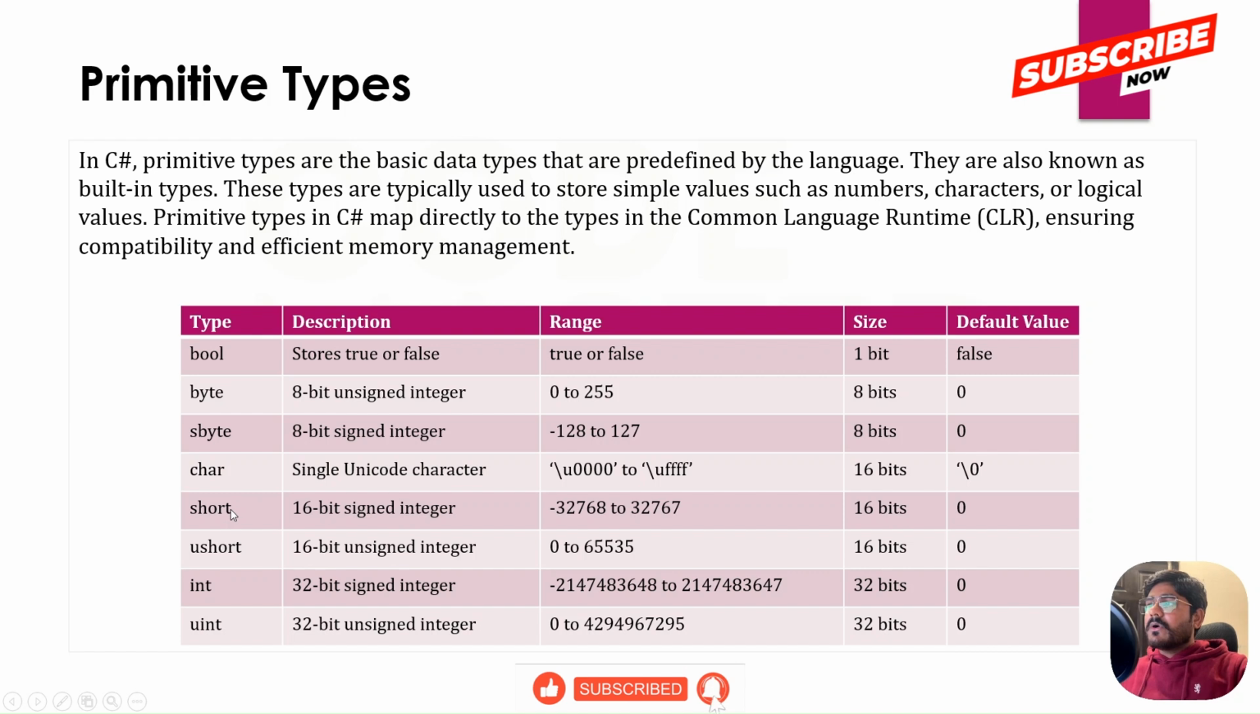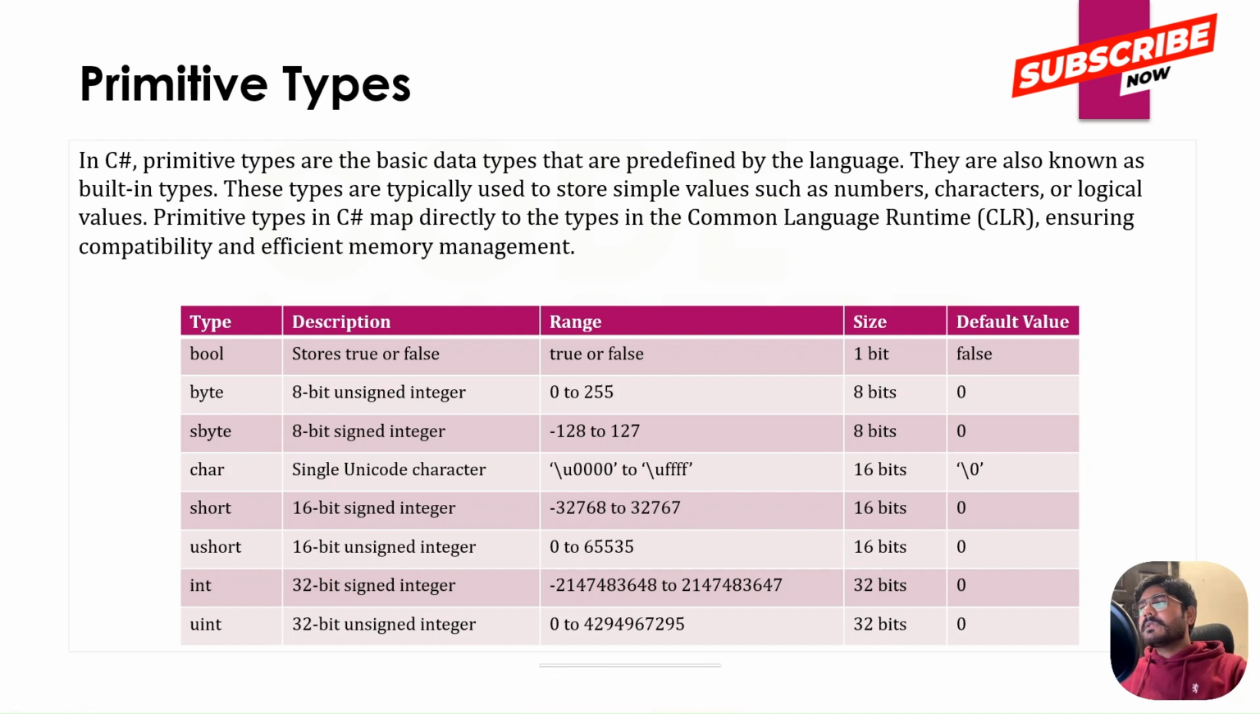After that we have short. Short is a 16-bit signed integer, and it is going to take 16 bits in the memory, and the default value is 0. The range for this short is -32,768 to 32,767. It is again a kind of integer. So if you are very sure that the values you are going to assign to that particular variable would be in between the range -32,768 to 32,767, then in that case you should use this short data type.